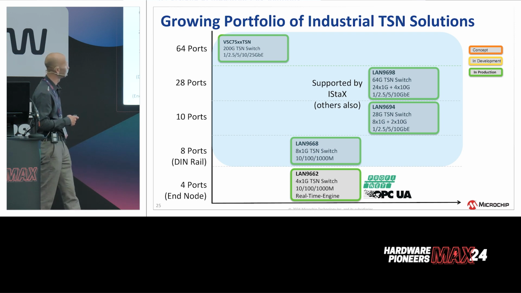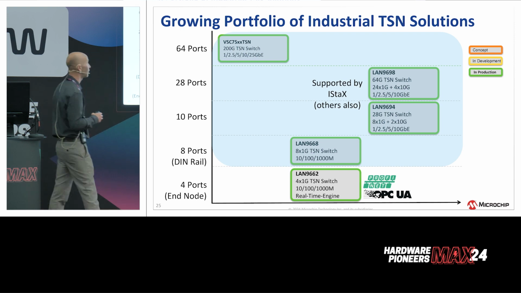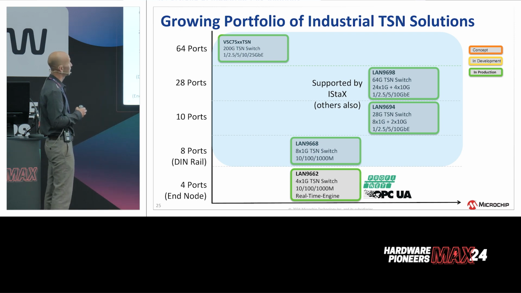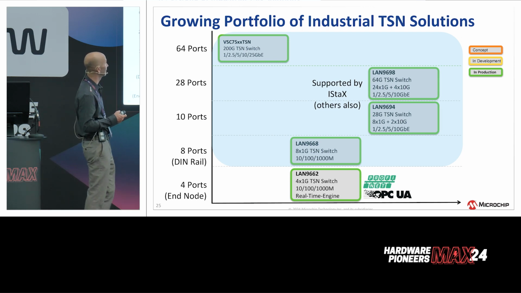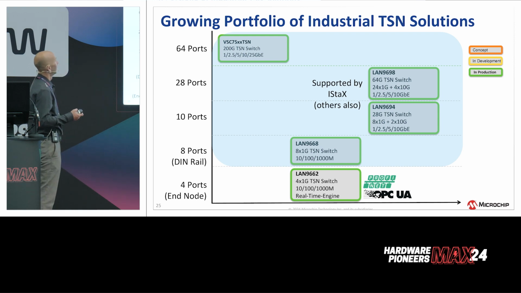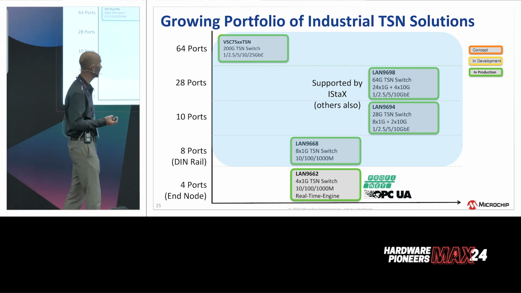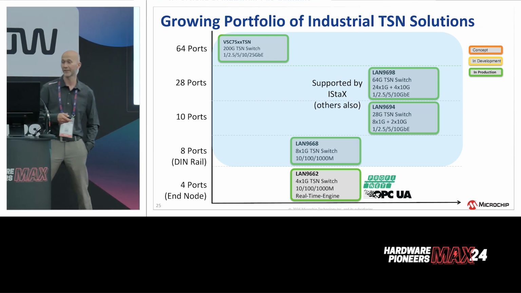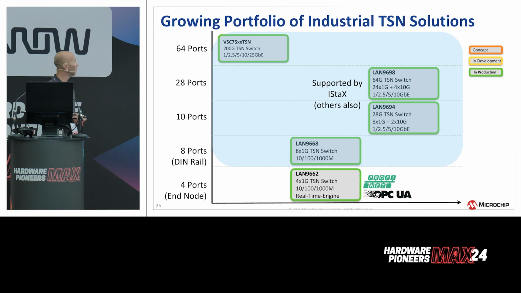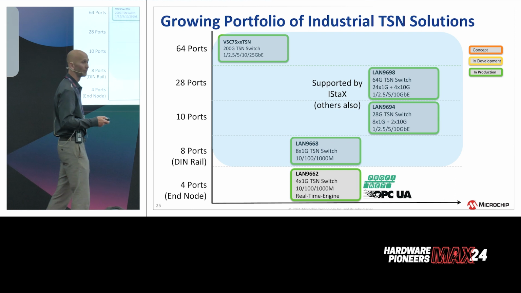Moving up another level, we then move to the 64 gig TSN switch. That's 24 1 gig ports and 4 10 gig ports. This supports iStacks, and it can have 1, 2.5, 5, and 10 gigabit Ethernet. And then at the very top, 64 ports, 200 gig, and there we have a combination of 1, 2, 2.5, 5, 10, 25 gigabit Ethernet. So that's really the product portfolio that we're targeting. There are more parts in development. There are more parts in concept. That's all under NDA. If you want to know more, then please talk to us.